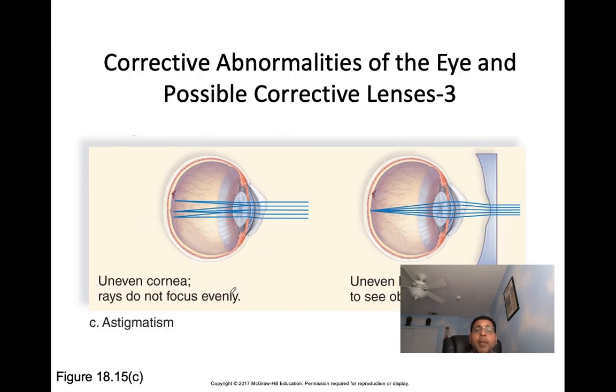So here in astigmatism, now we can see we've got an uneven cornea. And this is going to cause the rays to not focus evenly. Now, with a corrective lens, an uneven lens for these individuals, this will restore the focal point and allow the rays to focus evenly.